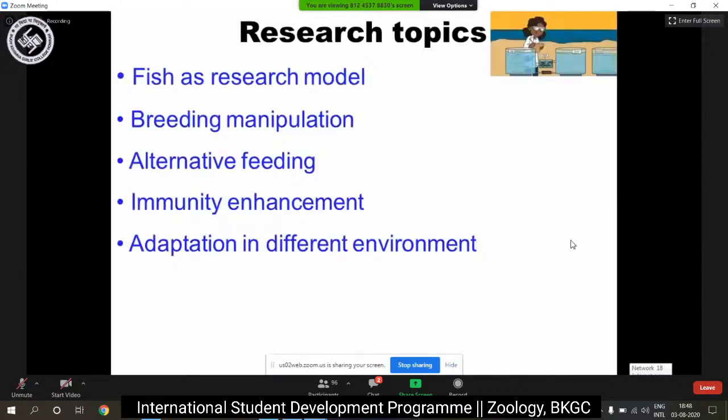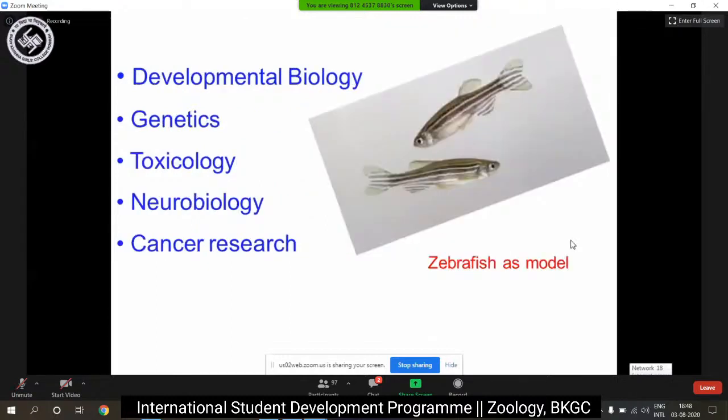So here we can have different types of research topics, which are integrating fish as a research model, or integrating endocrinology with fisheries. Like we can take fish as a research model, like the zebrafish. We all know this particular fish is very much a fundamental model for any sort of studies.